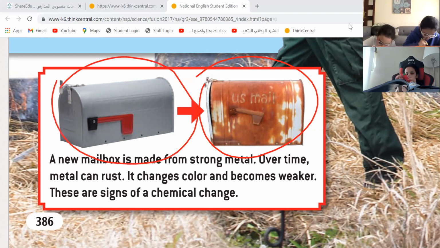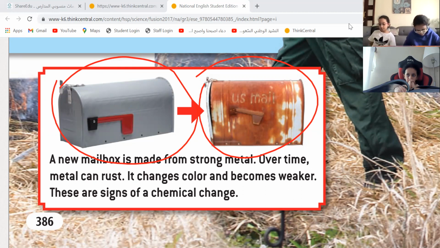Look at the new mailbox. The new mailbox looks very clean and the color is gray and very nice, very smooth, and maybe it is heavy, okay? But when the mailbox is exposed to air and stays for a long time outside, it becomes rusty, the color turns to red, and the metal will be very weak, okay? So the color changes and the material becomes very weak. When this happens, chemical change happens.